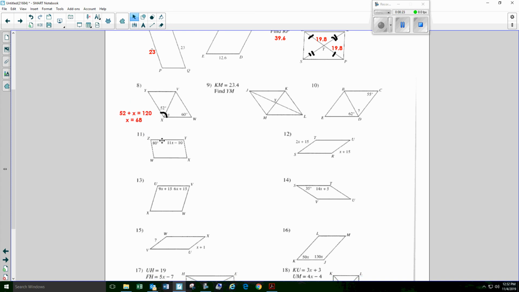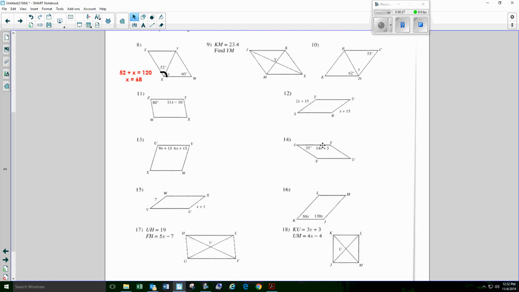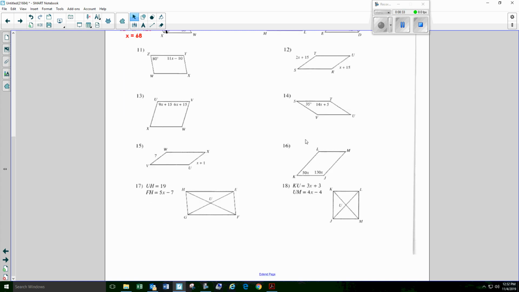Again, we have same side interior angles are supplementary, so that plus that has to add to 180. Solve it. This plus this has to add to 180. Solve it. These two sides must be equal. Opposite sides are congruent, so set them equal to each other. Okay, that's how you're doing this one right here.